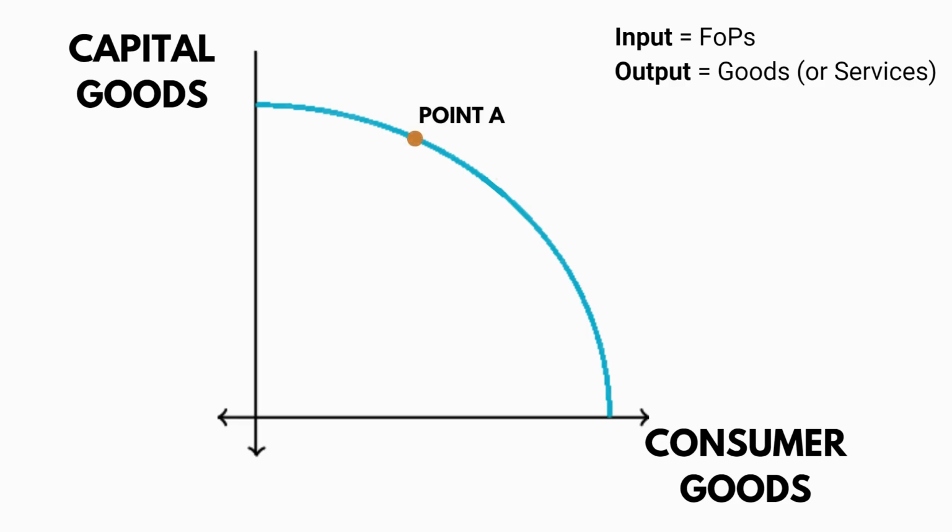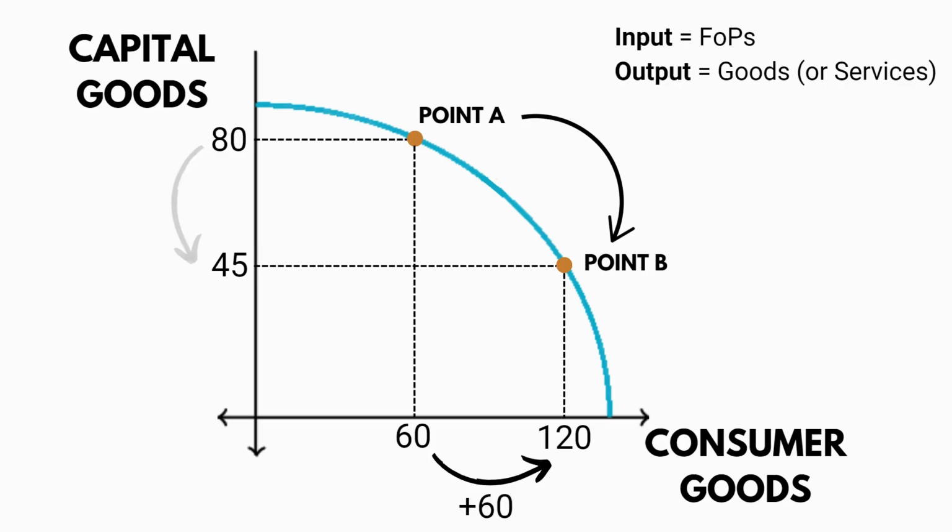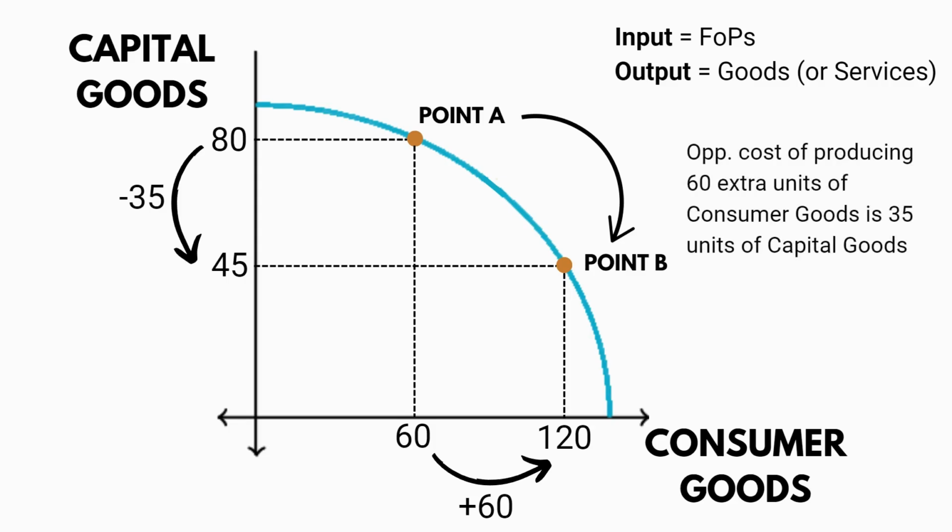If we start at point A, we can see we're making 80 units of capital goods and 60 units of consumer goods. We also have a point B, which produces more consumer goods, but fewer capital goods. Now, if we wanted to move from point A to point B to make more consumer goods, we could. We would probably need to shuffle around some resources, but after doing so, we would be able to produce 60 more units of consumer goods, but at the cost of 35 units of capital goods. Therefore, the opportunity cost of producing those extra 60 units of consumer goods is 35 units of capital goods.